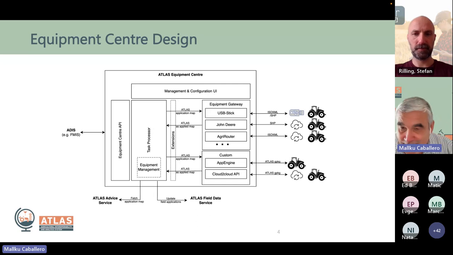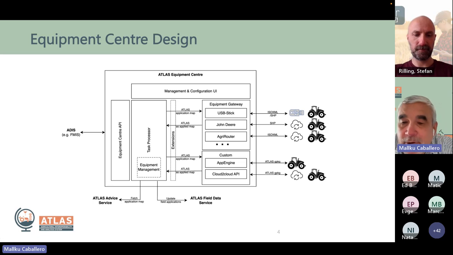the farmer's source of truth, if you like, for his field. So where he's going to manage his fields, and any other software that needs information about a field, such as the boundaries, but also what's been done in the field and so on, has this information from the field data service. So the equipment center is able to access this information, but also to update it with the results of tasks that have been performed by the tractors.